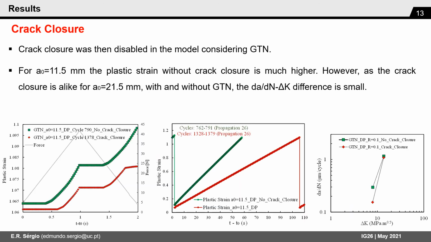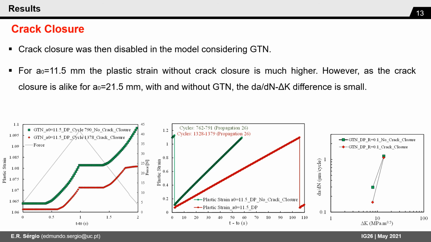To prove the importance of crack closure on the crack propagation rate, this phenomenon was disabled on the model considering GTN. This was achieved by removing the contact between the two crack flanks on the numerical model. Note that the initial plastic strain, both at the beginning of a new propagation and at the entrance of the load cycle, is alike with and without crack closure.